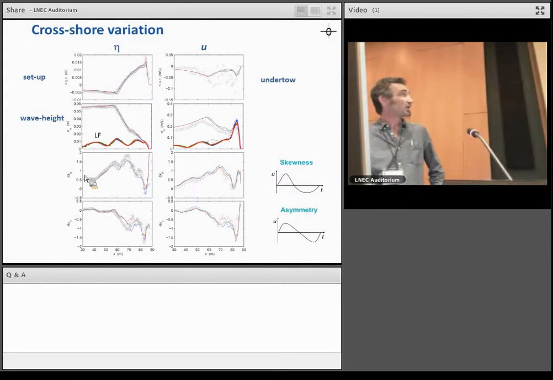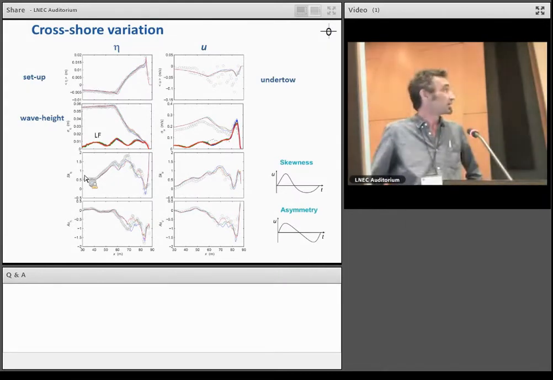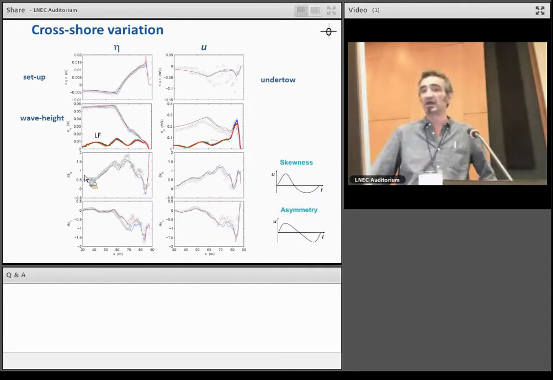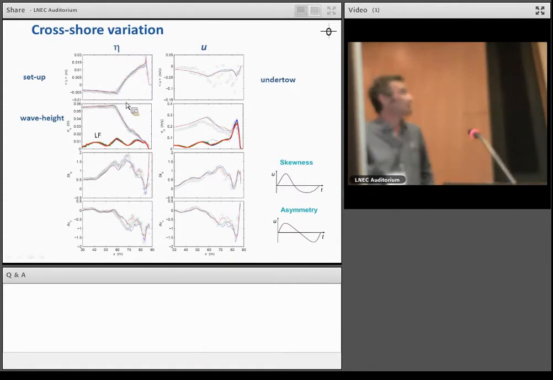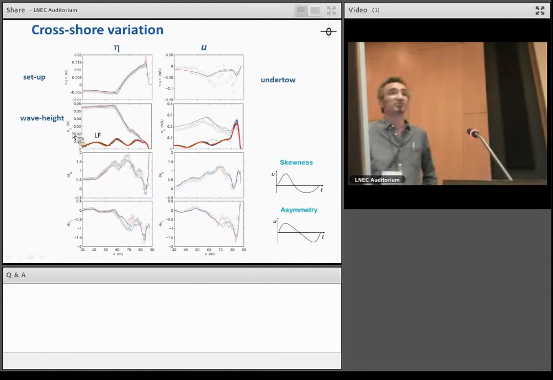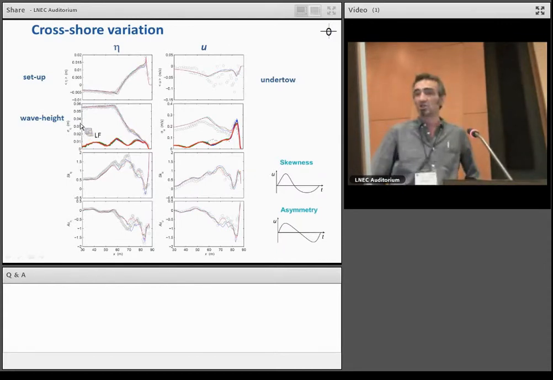And on the bottom, that's the wave skewness, that measures the peakiness of the waves. And on the very bottom, that's the asymmetry that quantifies how much the wave has a sawtooth shape. It's how steep the front of the wave is.